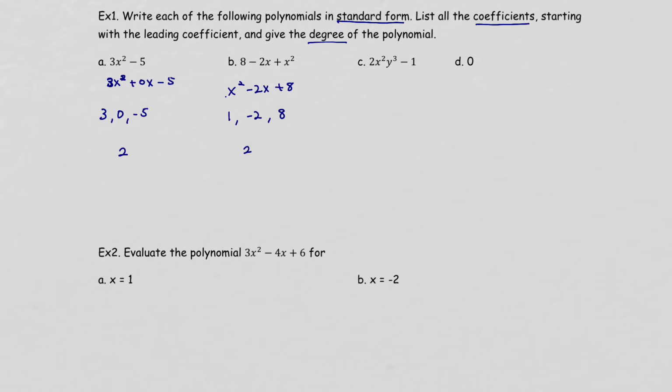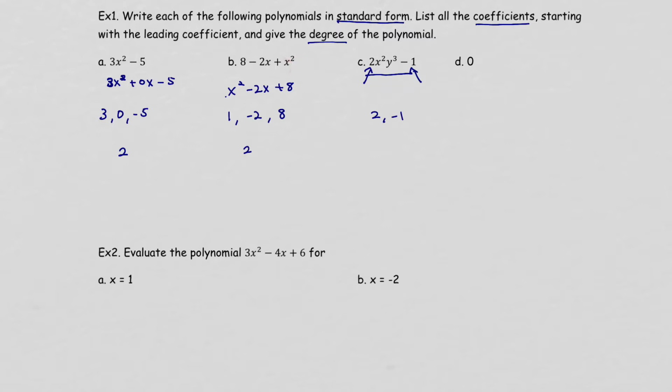This one, what is given is a polynomial. This is a polynomial, right? In standard form. And if you want to find the coefficients, they are 2 and negative 1. So 2 and negative 1. For the degree in this case, if you have different variables whose exponents are multiplied, then you add your exponents, and that is going to be your degree.